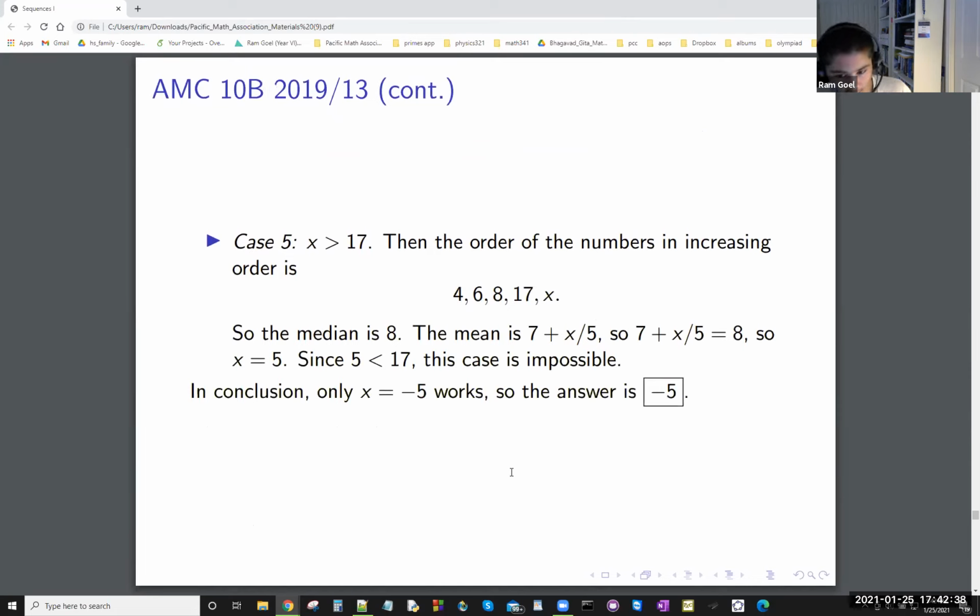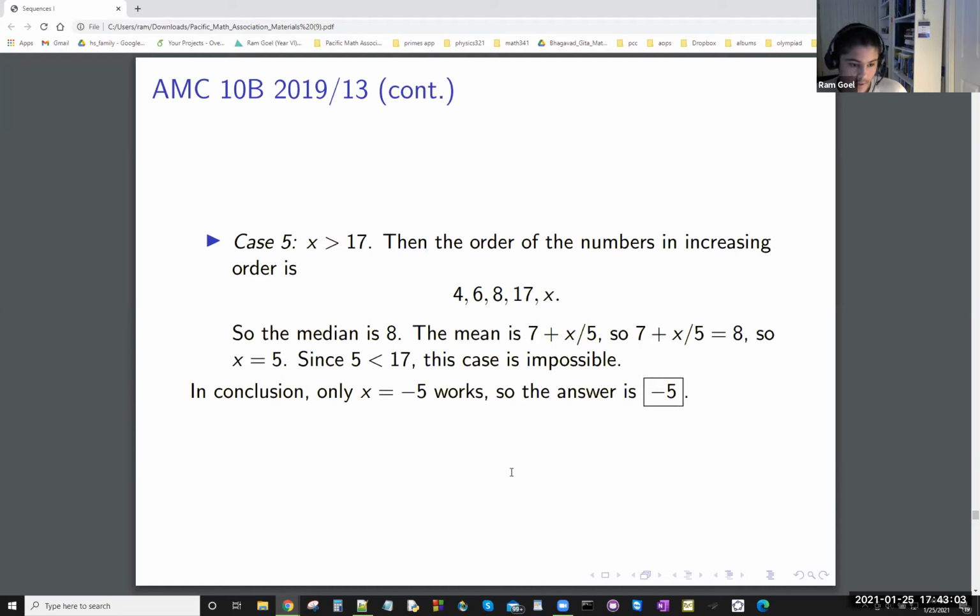All right. So the logic in this problem was a bit confusing, but make sure you understand that we're trying to split into cases so that we can figure out exactly where x is, which will tell us what the median is, and then setting the mean equal to the median, we can see is there a valid value of x that works in the range.